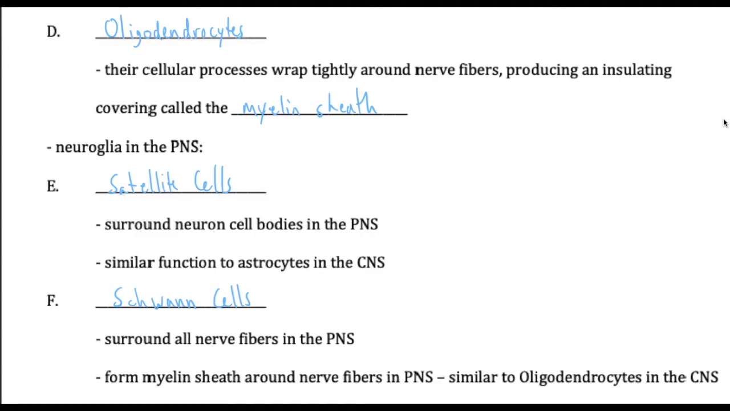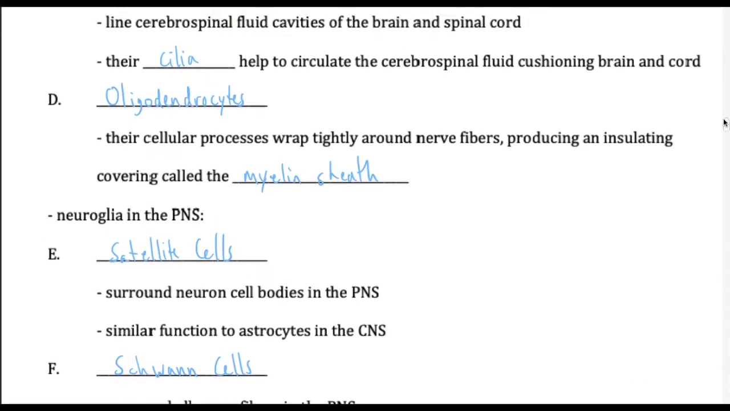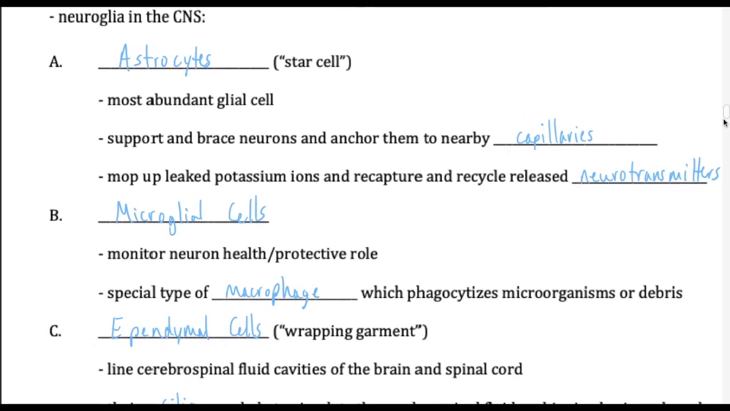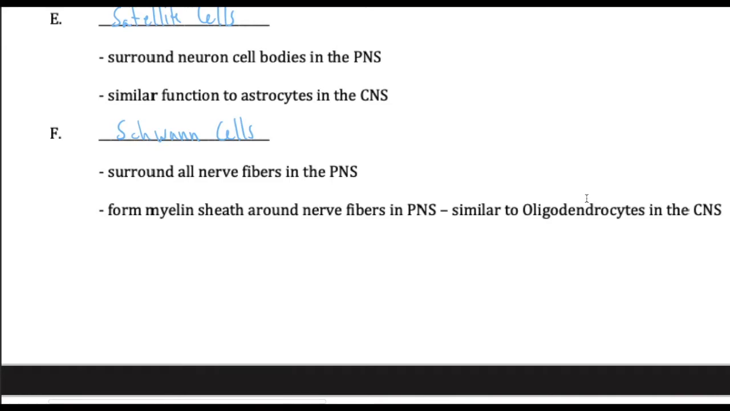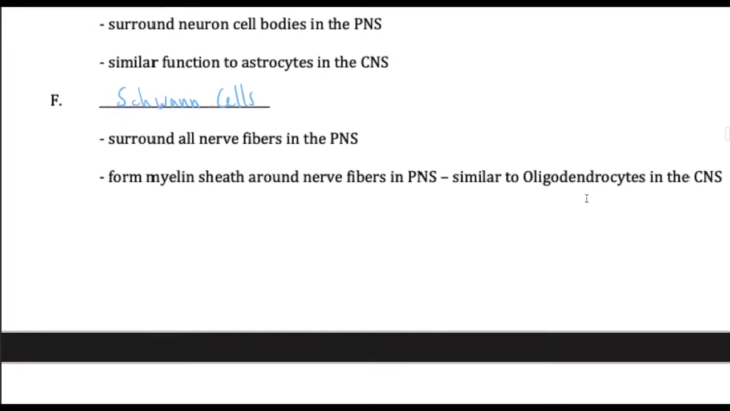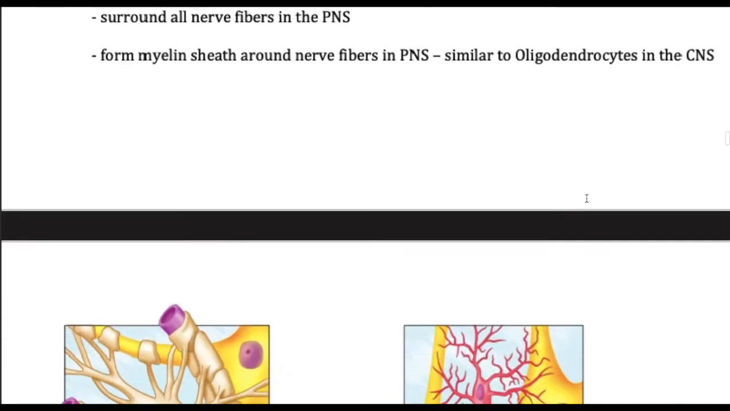So now we have the neuroglia in the PNS. We have satellite cells that surround the cell bodies in the PNS, and they have similar functions to the astrocytes in the CNS. If you need to know what the astrocytes do, they hold and anchor neurons to nearby capillaries and help mop up neurotransmitters and potassium ions. Now we have Schwann cells, and this is going to surround all nerve fibers in the PNS. They form a myelin sheath around the nerve fibers in the PNS, similar to the oligodendrocytes in the CNS.